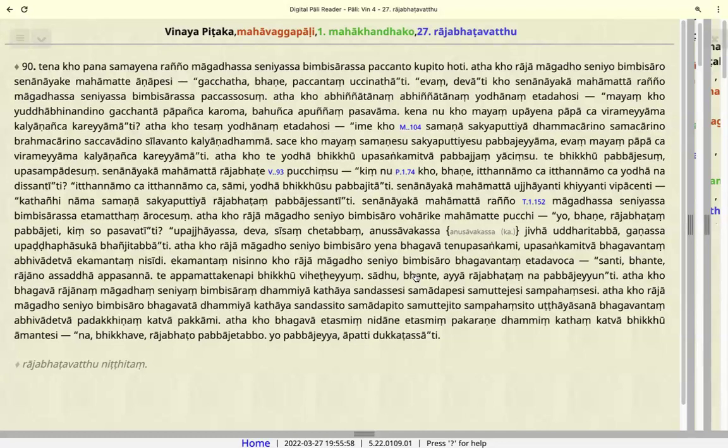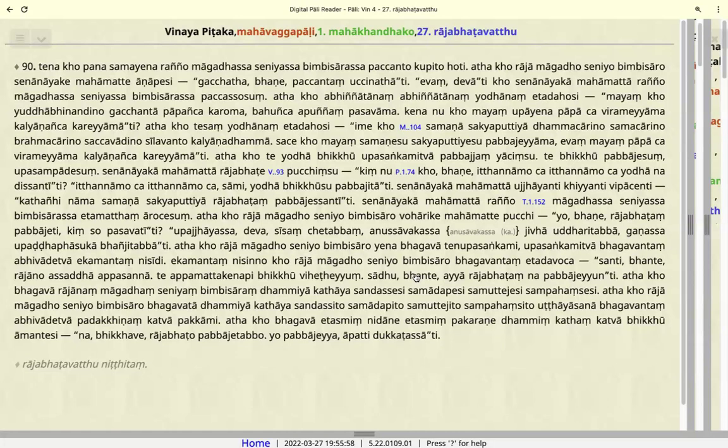O prince, why don't we see those and those soldiers? They ask like this. At that time, this Rajabhatavatthu answered: O master, those and those soldiers have gone forth among the monks. That means they became monks.